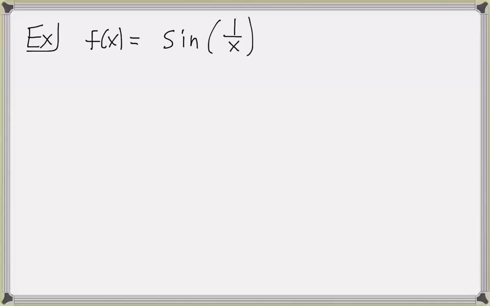Let's look at one more special case when a limit does not exist. Consider the function f of x equals sine of 1 over x. Since x is in the denominator, we see that there's going to be a problem with this function as x gets closer and closer to 0. So again, we're going to look at the limit of f of x as x approaches 0.